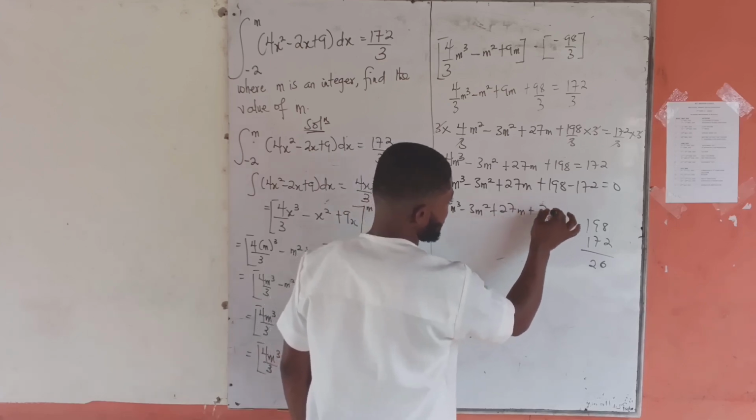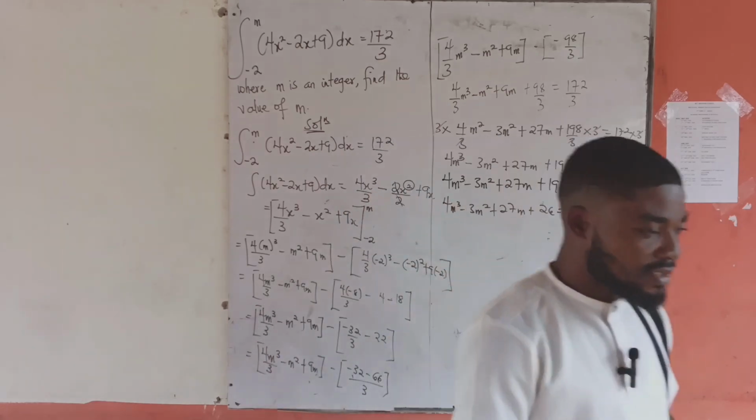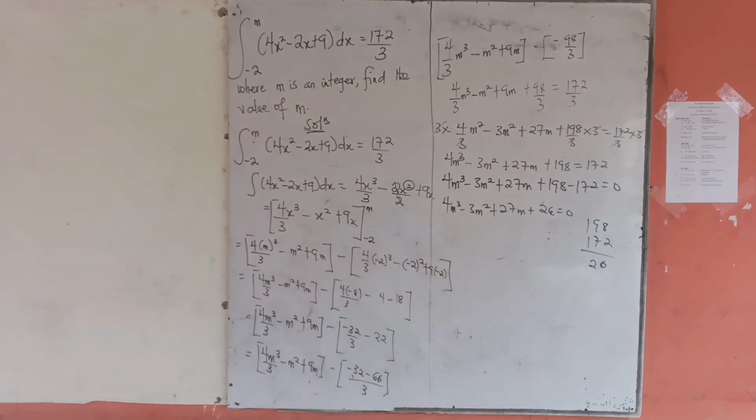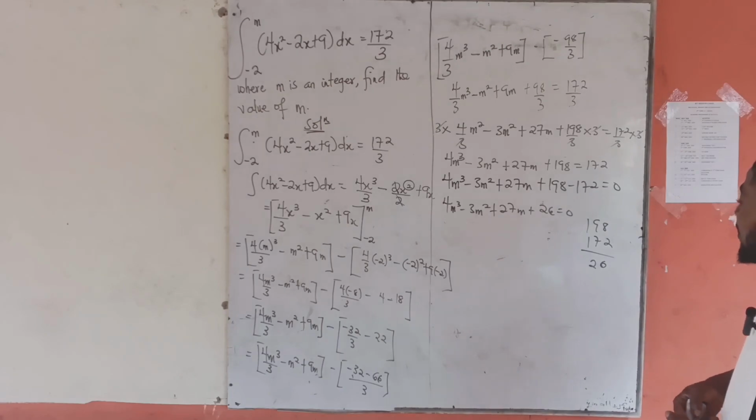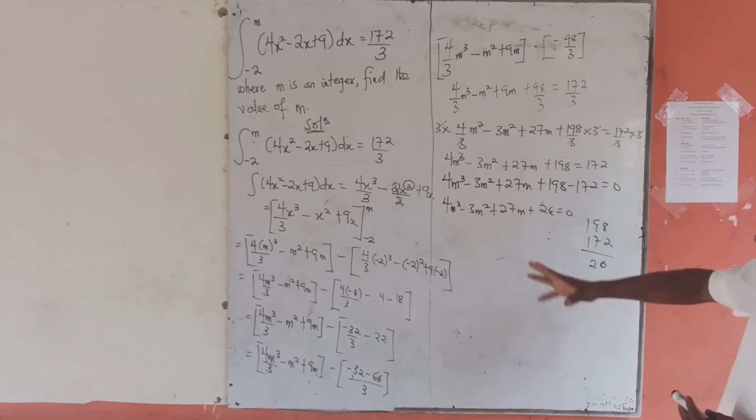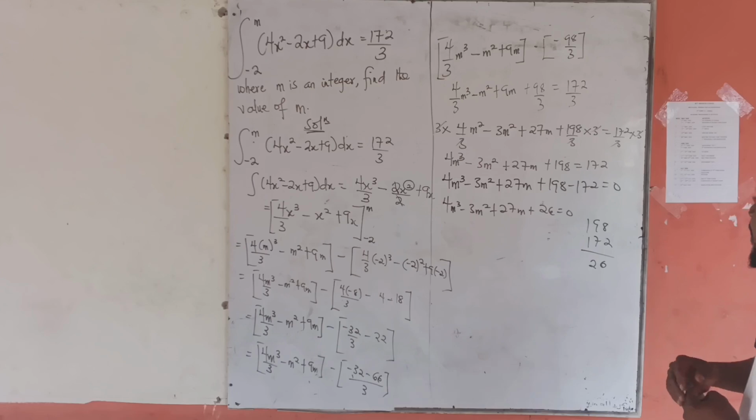Minus plus 26 is equal to 0. Now when you get to this juncture, you can do trial and error. So you can test some numbers to see if they will work out. So we can now cross check to see if everything is in order before we use the variables to test if they will be able to work out.